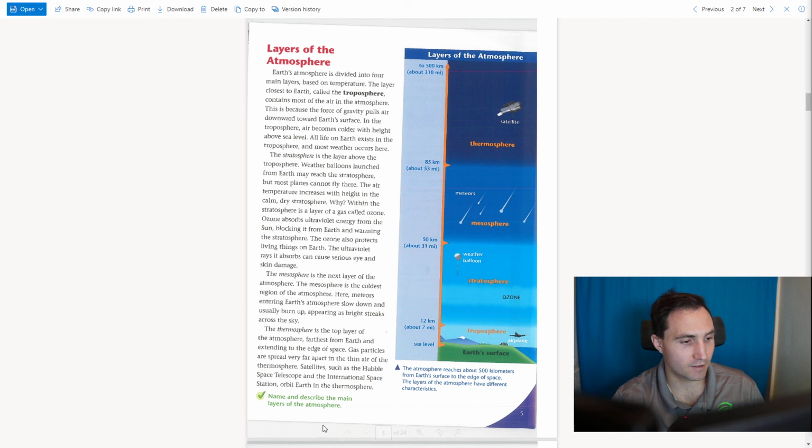Cool. That's awesome. So your next checkpoint for the layers of the atmosphere is name and describe the main layers of the atmosphere. Those right there.